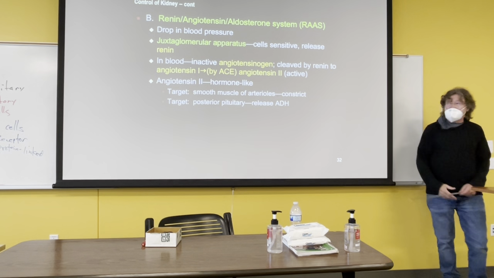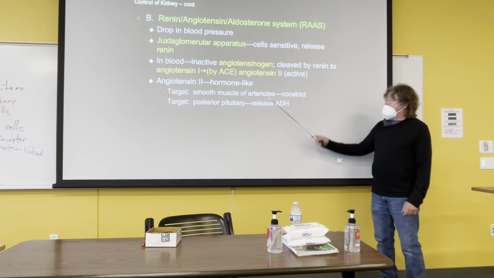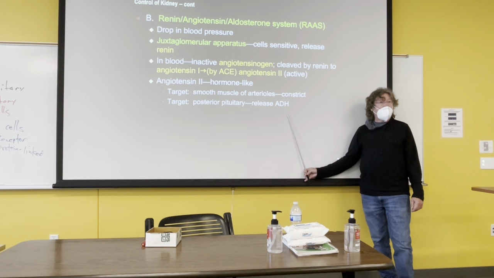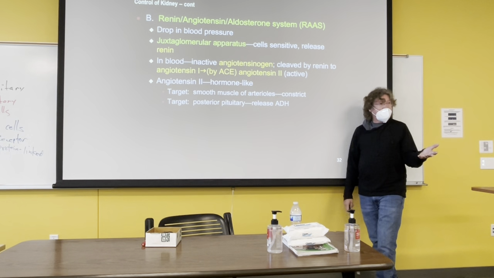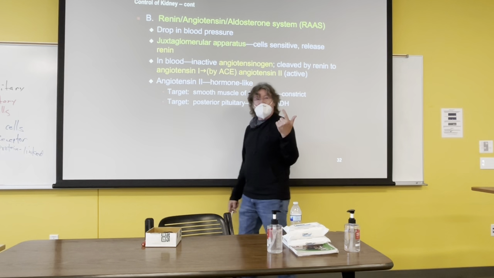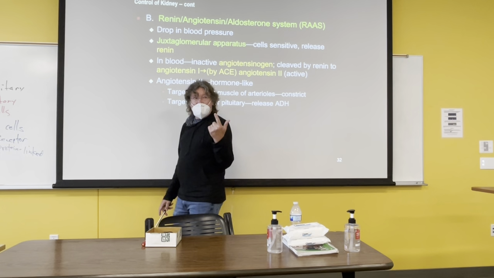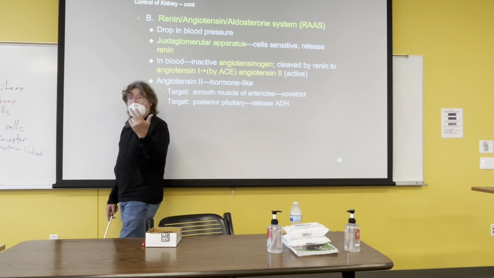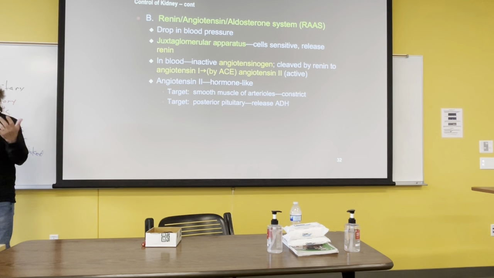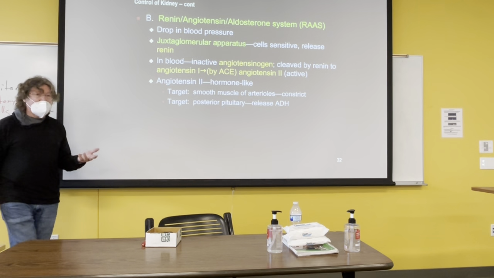Another target is the posterior pituitary, stimulating it to release ADH. And what does that do? What is the target of ADH? The collecting ducts. And what is the response? Increasing the blood volume. Okay, it leads to an increase in aquaporins so that water is reabsorbed. What's that do for blood pressure? Keeps it from falling any further, or it should help.